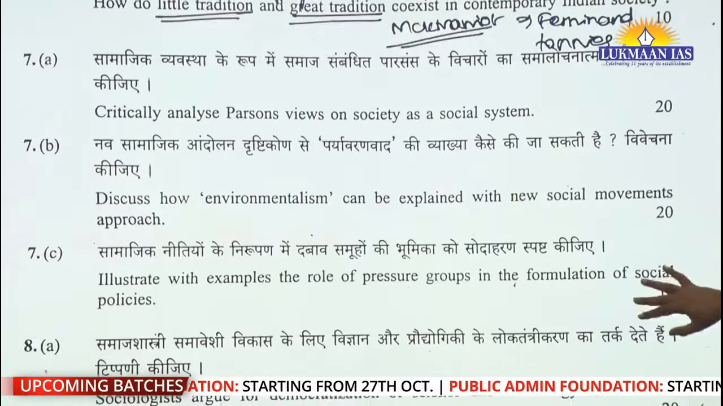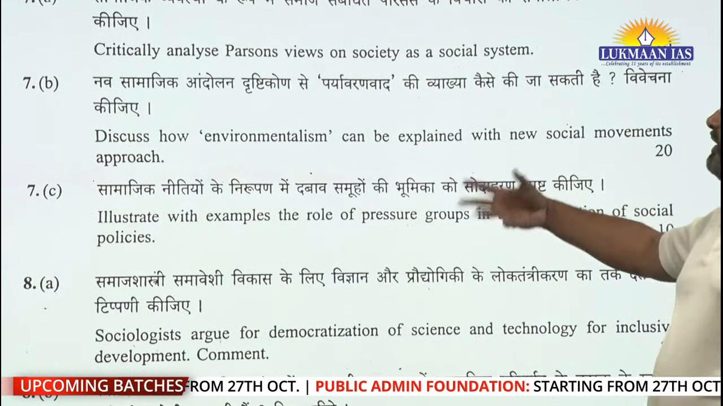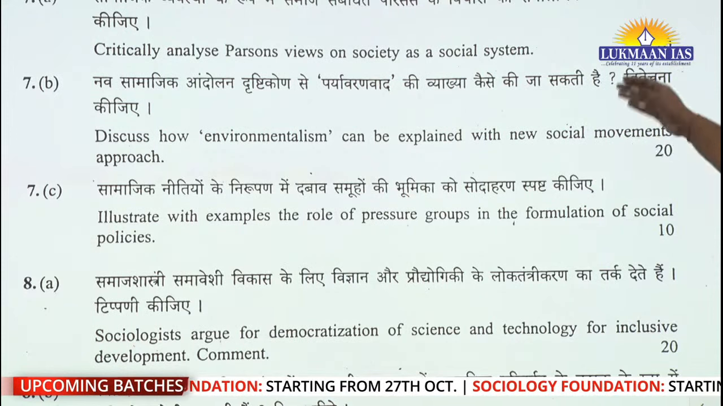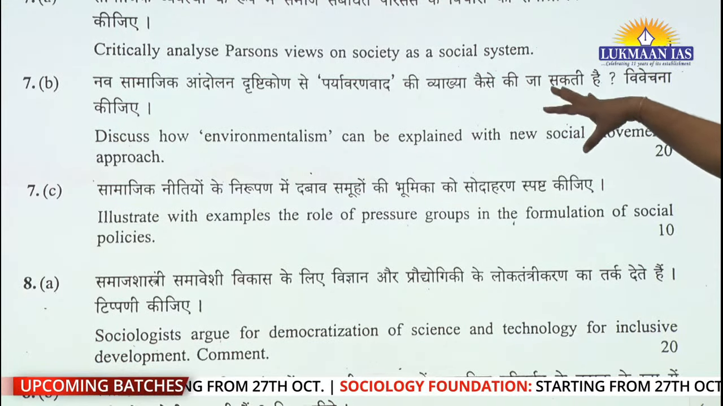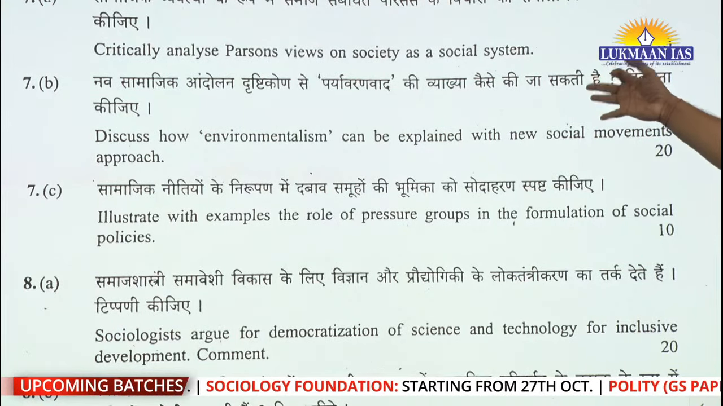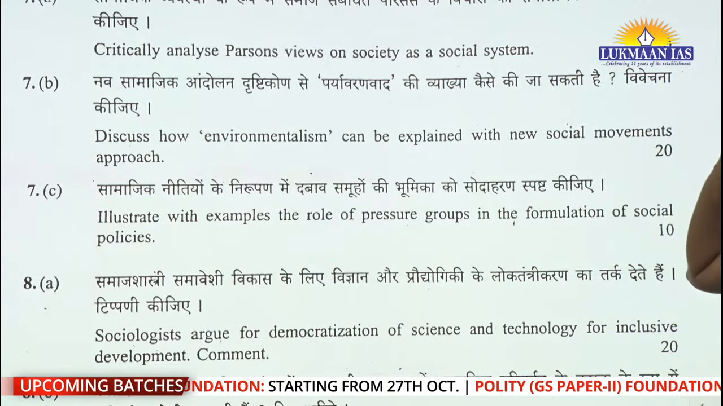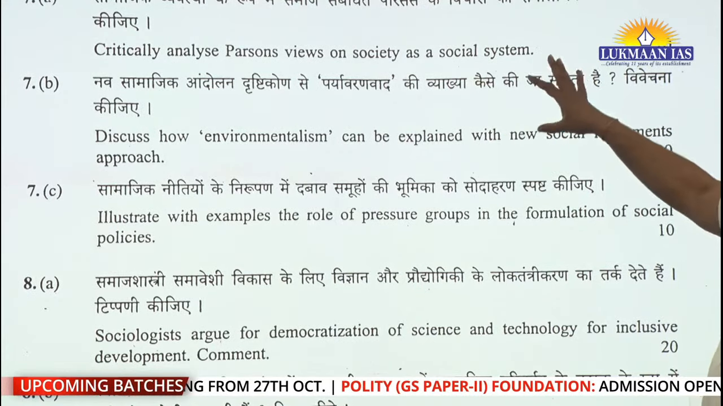Further, critically analyze Parsons' view on society as a social system. See, I'm not going into the details of how to answer and structure the question, but largely it is a question on how it is different from last year. Though this question was supposed to come, because there were only 2 or 3 things in which the social system was not asked. The last question on the social system was in 2018, so this was the question which would be there.